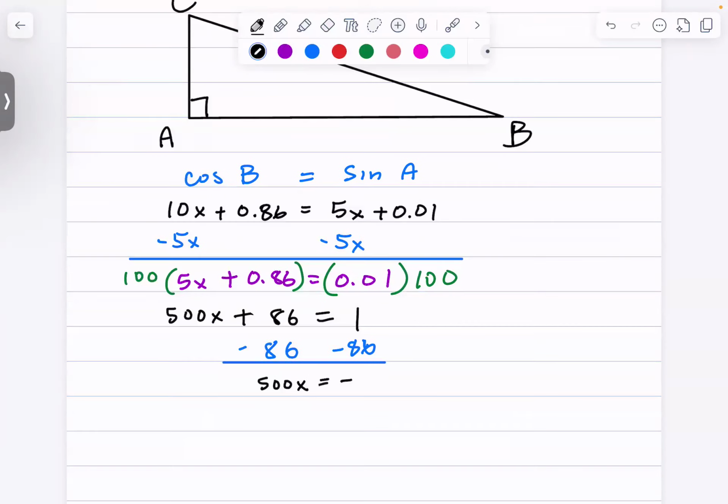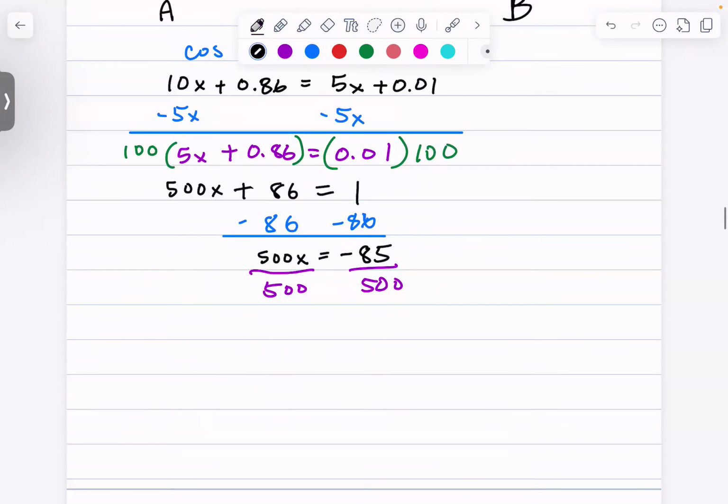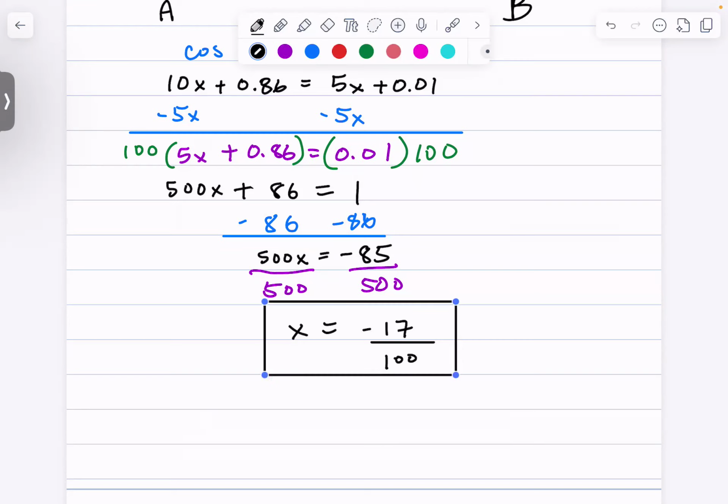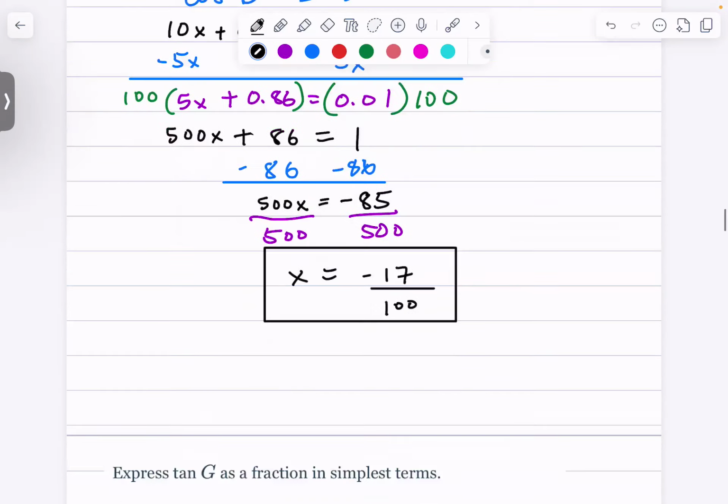500x equals negative 85. Divide by 500, right? And just solve for this. Negative 17 over 100. That would be your answer. Okay, cool. Just set them equal to each other.